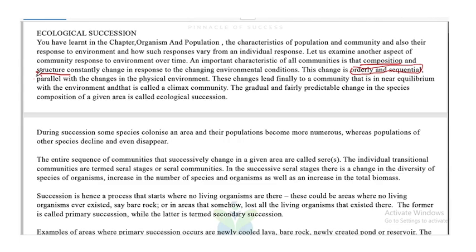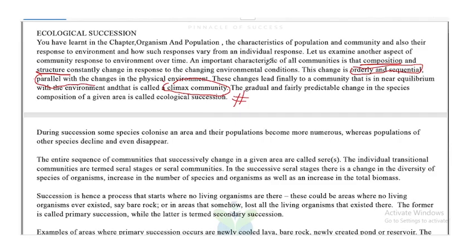It is parallel to the changes of the physical environment. These changes lead finally to a community that is in equilibrium with the environment, and that is known as the climax community. These are all important key terms which have to be kept in mind, and their definitions are also very important.